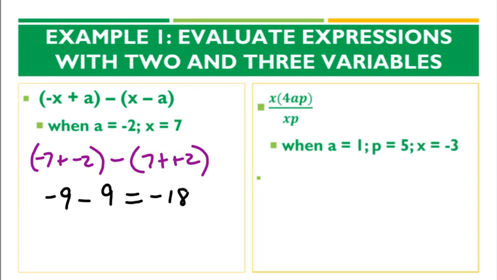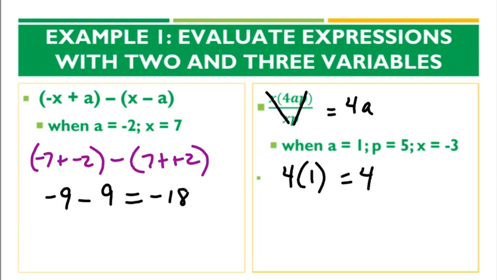Next problem, x times 4ap divided by xp. Now we can simplify this first before you substitute the numbers. There's a p in the numerator and a p in the denominator, and since everything's multiplication, I know I can divide these out, and I can divide the x's out as well. So really, I'm just doing 4 times a. So 4 times a, 1. So our answer would be 4.